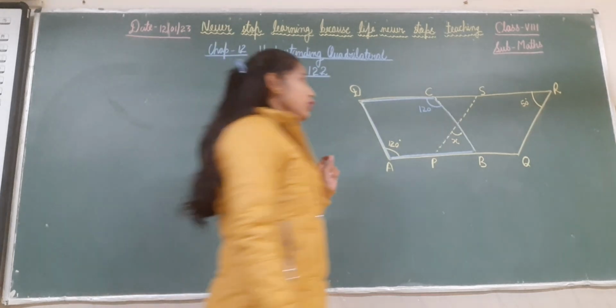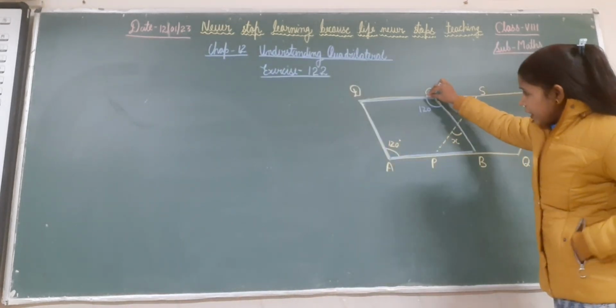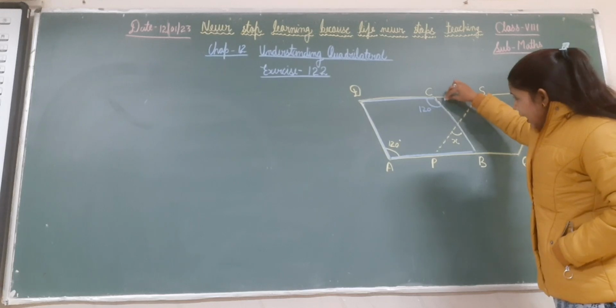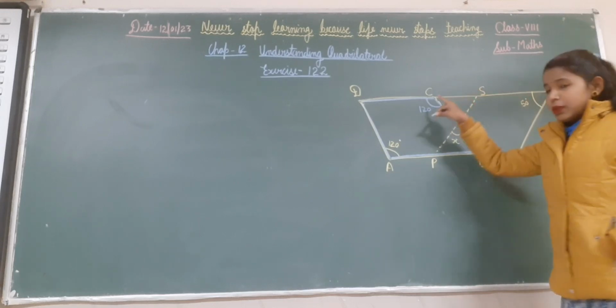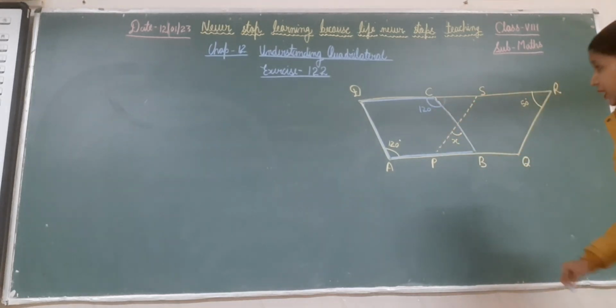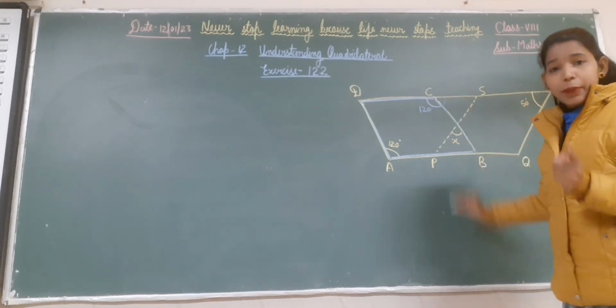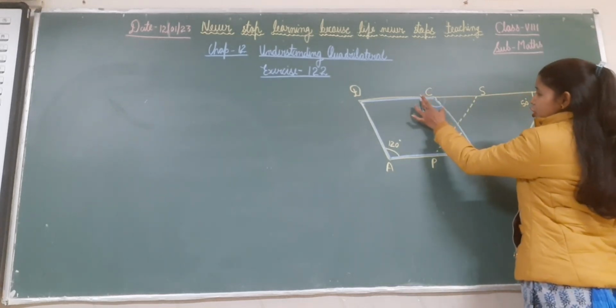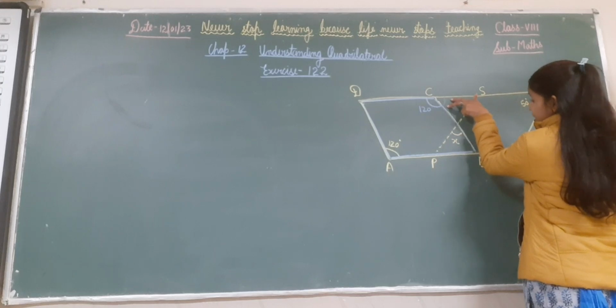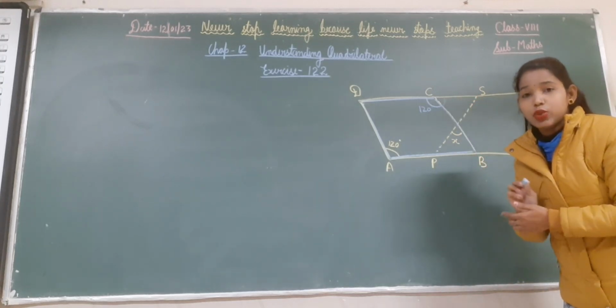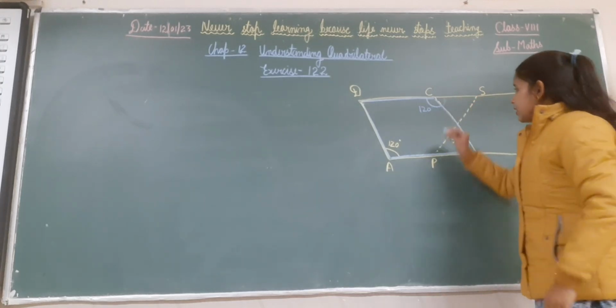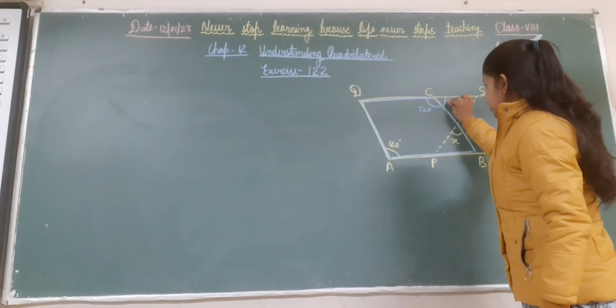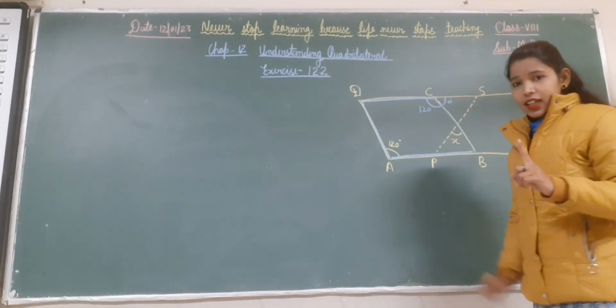So class, can you tell me, if this angle is 120, what will be the measure of this angle? Because these two angles are making a linear pair, right? So if this portion is 120 degree, the rest means 180 minus 120, that is 60 degree. This angle is of 60 degree, right? Right class?